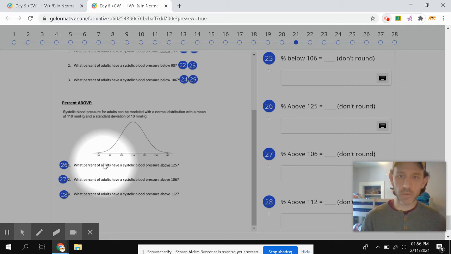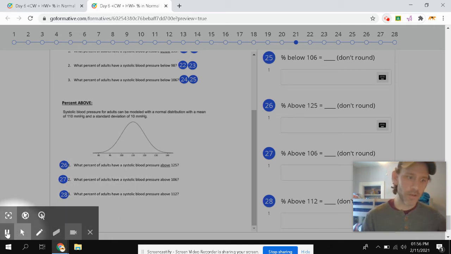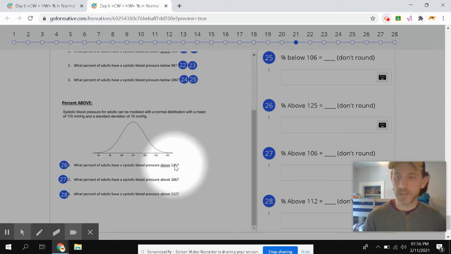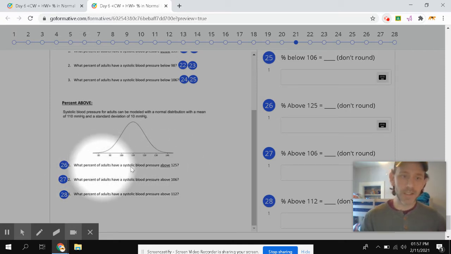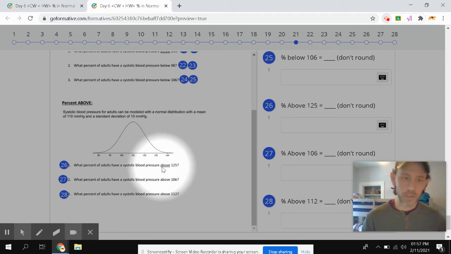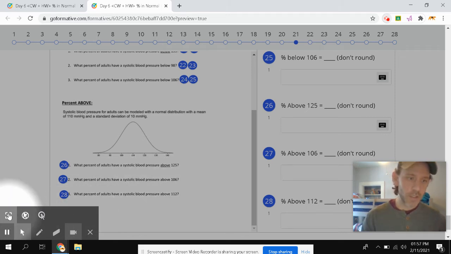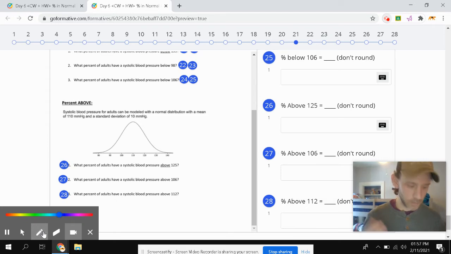So let's use number 26 as our example. We already actually solved for this for the percent below when we talked about the 125 as our data point. But in this case, we're looking for above. So let's go through the steps, okay? So first step is still z-score, right? We still need to calculate the z-score. It's all of the same steps. There's just one added one at the end that we're gonna use, okay? So let's start with calculating the z-score.